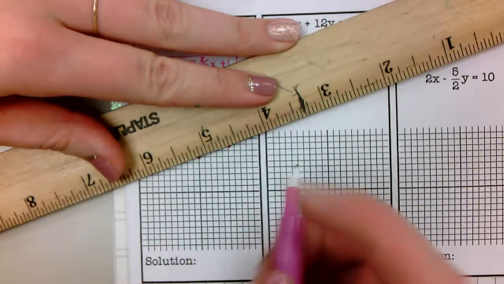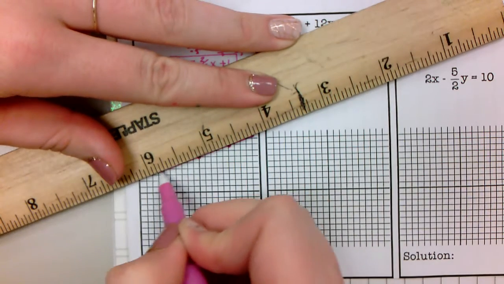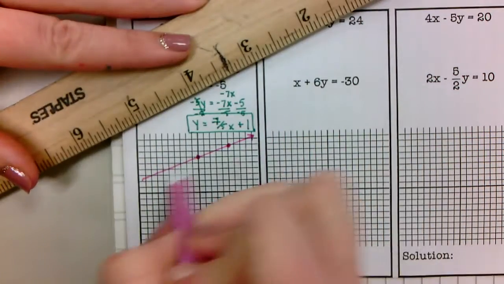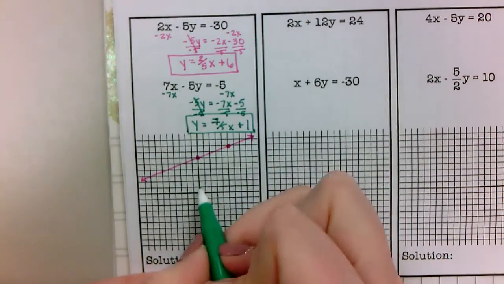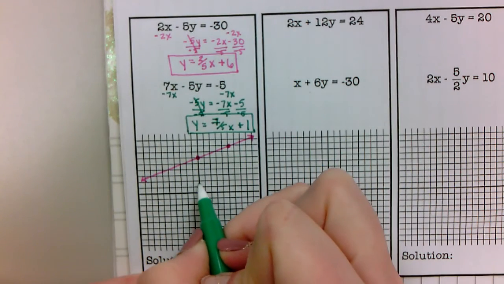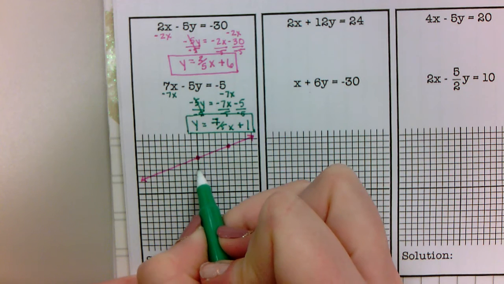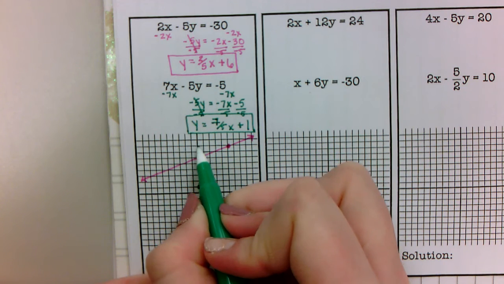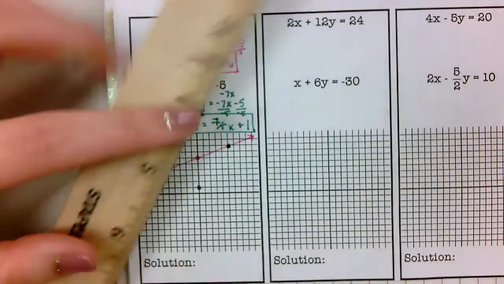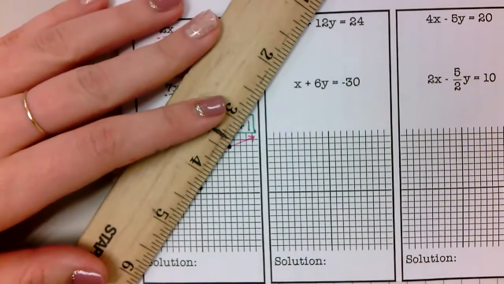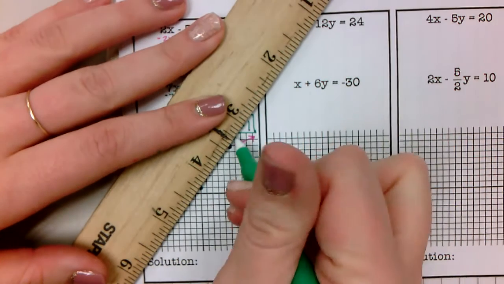A ruler or a straight edge of some sort is going to be helpful. And then the second one starts at positive 1, and it goes up 7 over 5. Which is right there. And again, use some sort of straight edge.